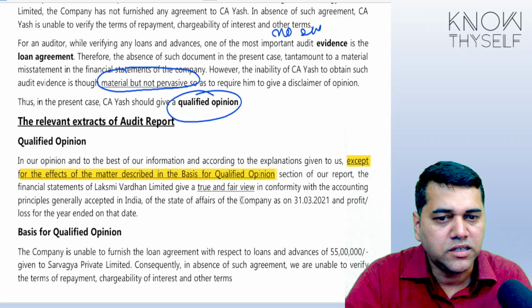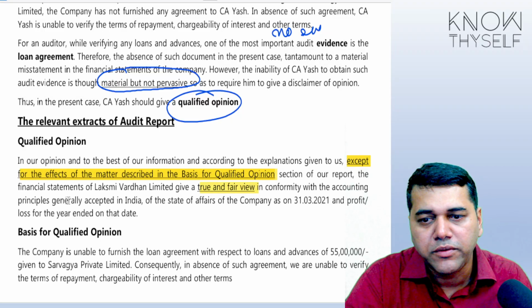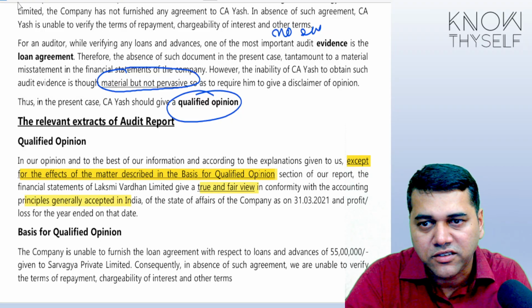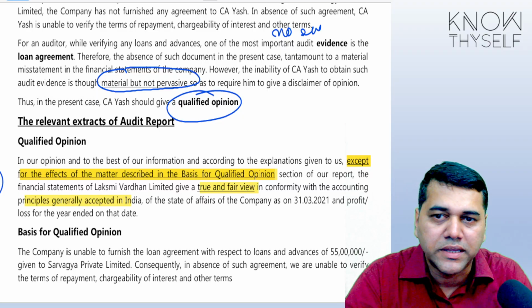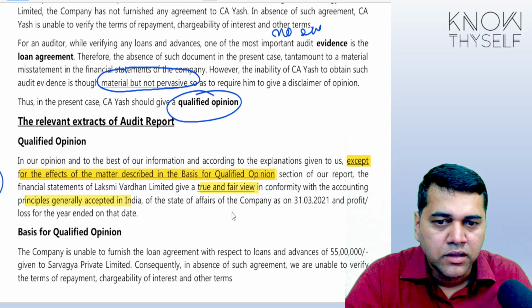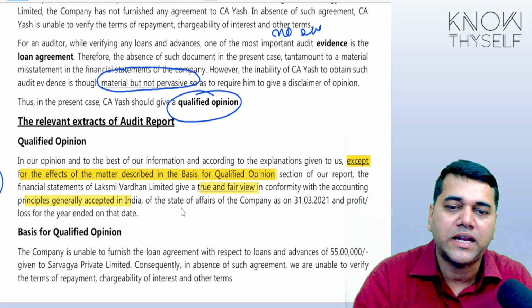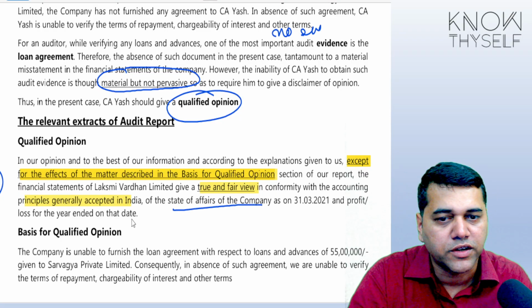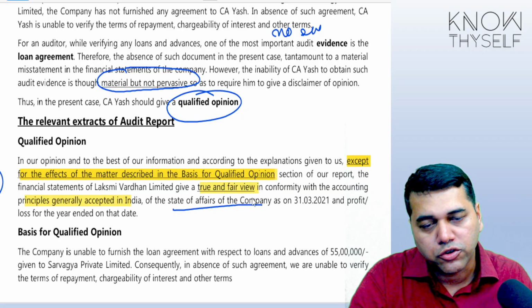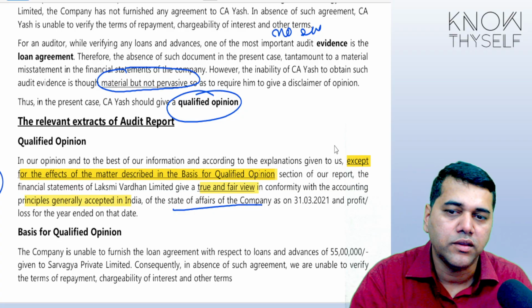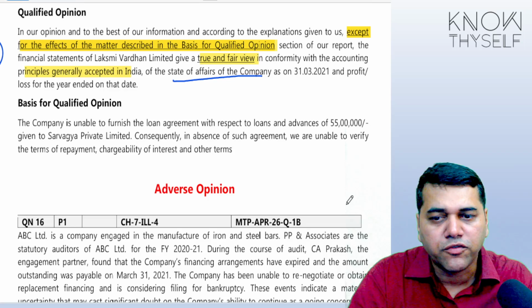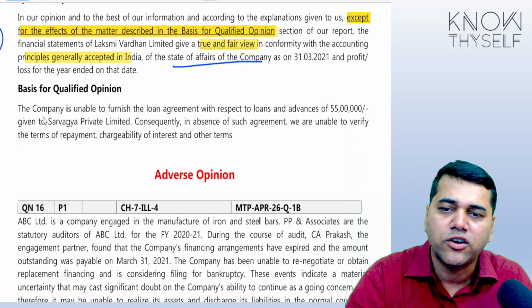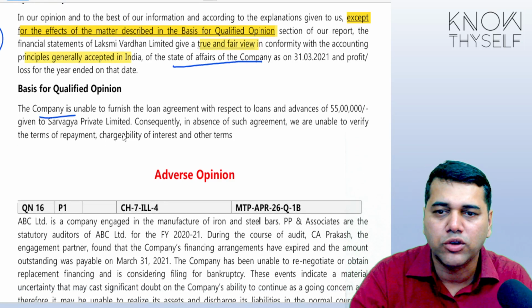The financial statements show a true and fair view in conformity with the accounting principles. You practice this. This is a very nice paragraph. It's very simple. That's why I marked it as priority one. In simple language, you are explaining that the state of affairs and the profit and loss account are not showing a true and fair view except for the effects. Now, in the basis of qualified opinion, you can write in note number so and so. You can write in your own language.